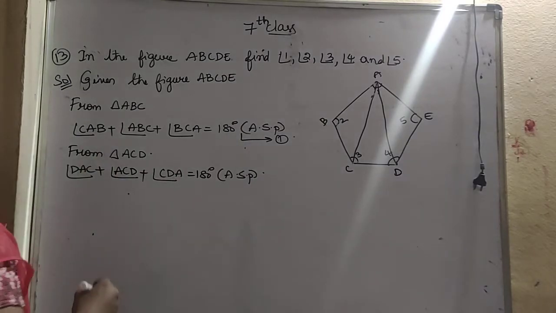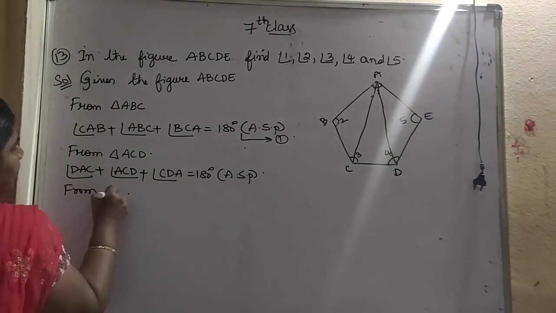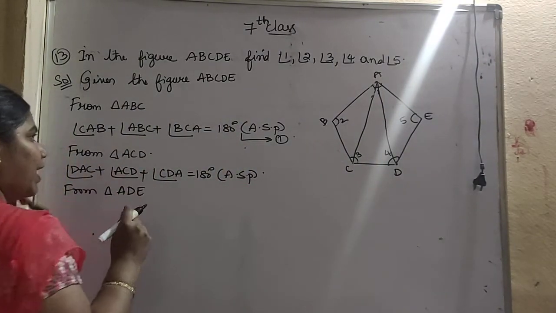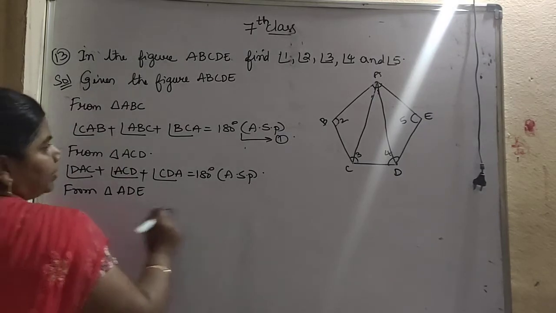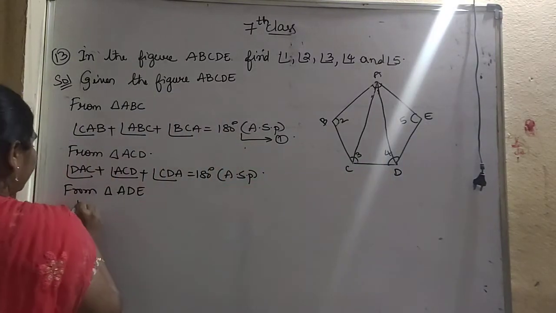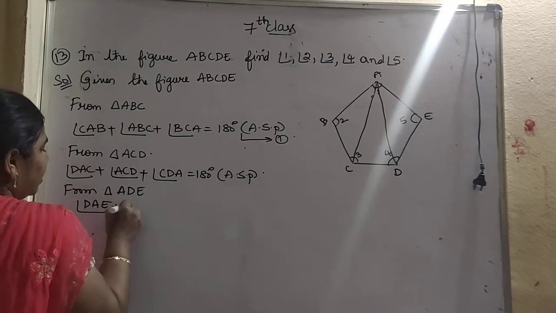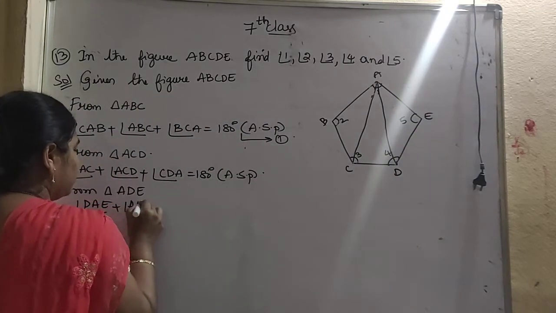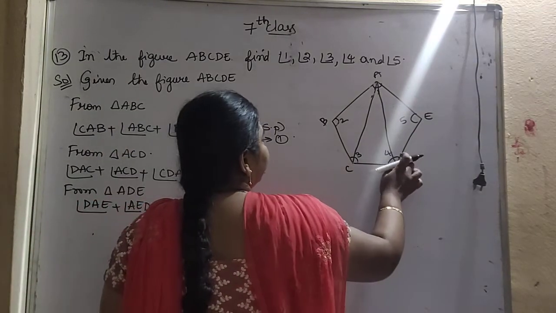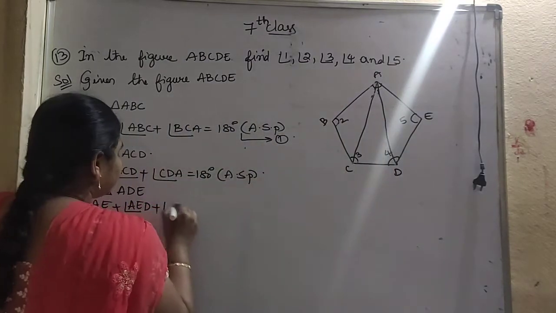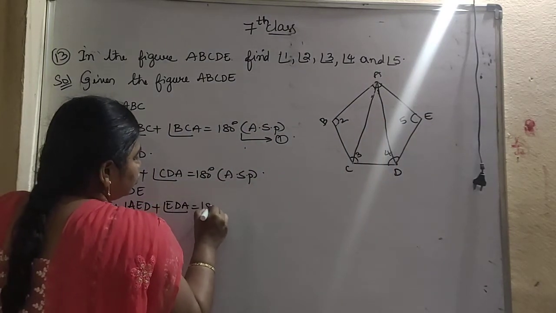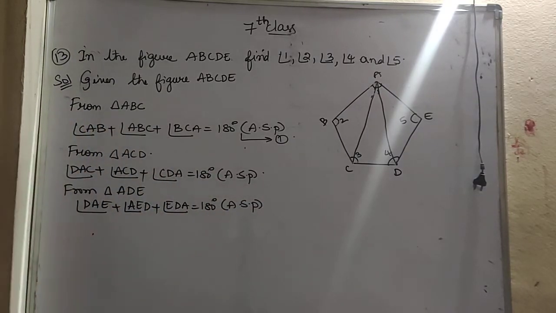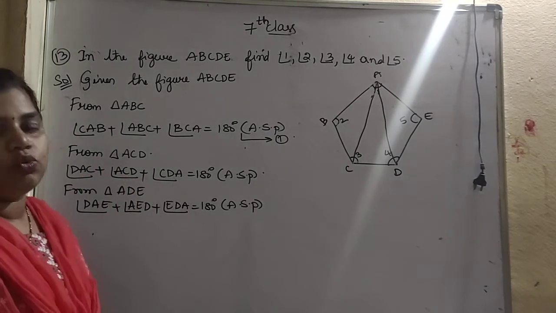So next, the last triangle I am using now. From triangle ADE, angle A can be written as DAE, angle DAE plus angle E can be written as AED plus angle D can be written as EDA is equal to 180 by using the angle sum property. So by using this we can write all the three triangles will be equal to 180 only.